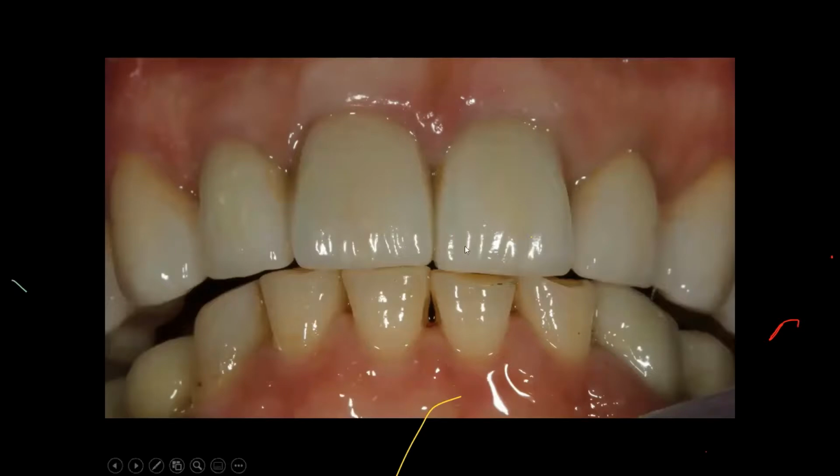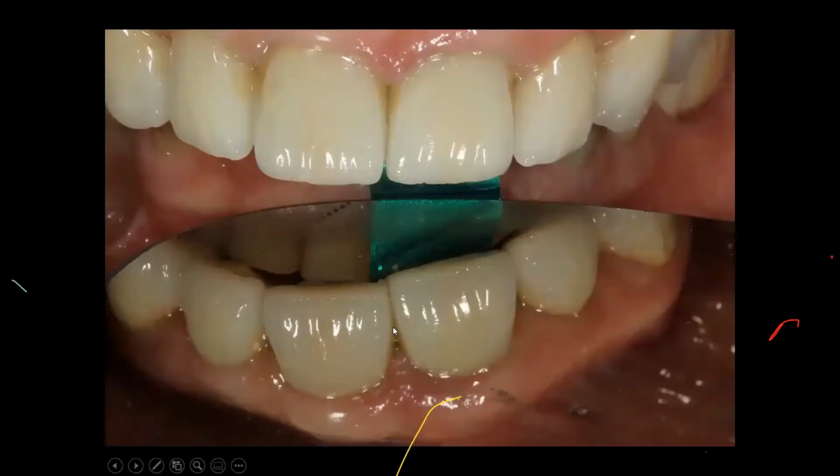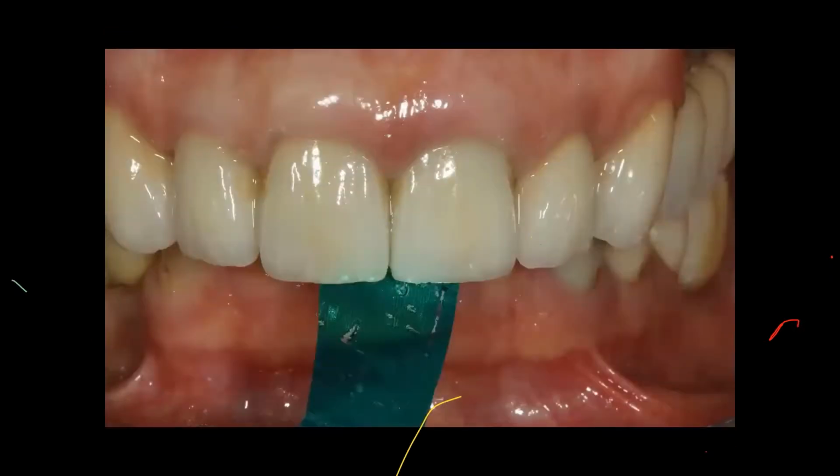Sometimes I can add some composites here. Okay, we should wear with time, that's fine. Wear is a natural part of it. Okay, so the way you test fremitus, you place the articulate paper, press on the tooth, and pull. That gives you a contact pattern.